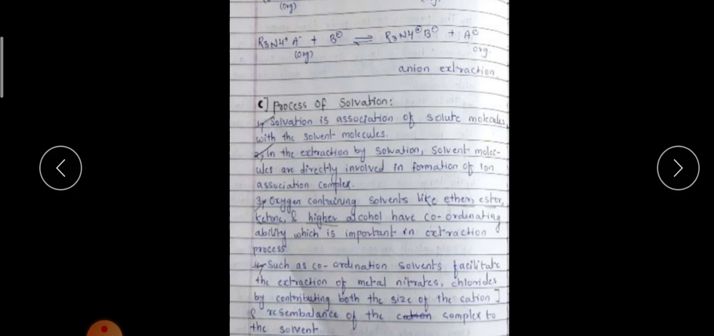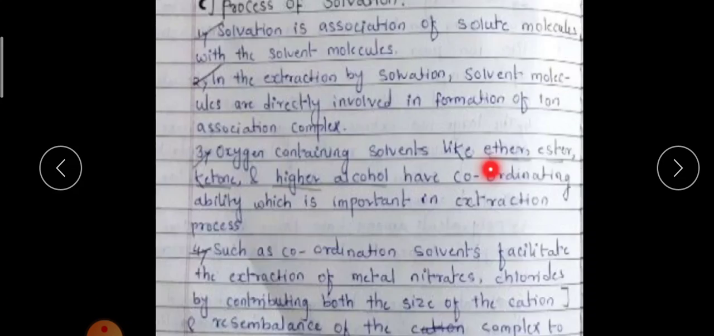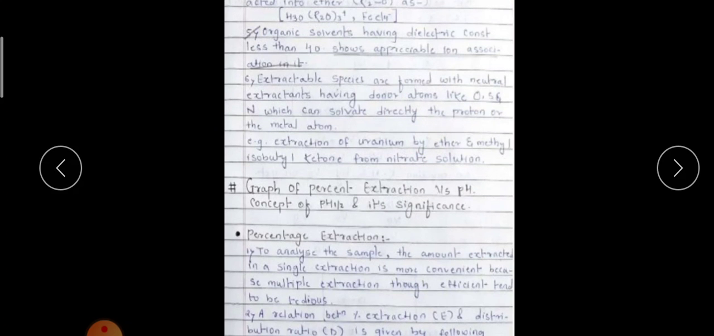The process of solvation is nothing but the association of the solute molecules with the solvent molecules. In the extraction by solvation, solvent molecules are directly involved in the formation of the ion association complex. Oxygen containing solvents like ether and ester, that we have seen already. Then we have seen the graph of percentage extraction versus the pH.